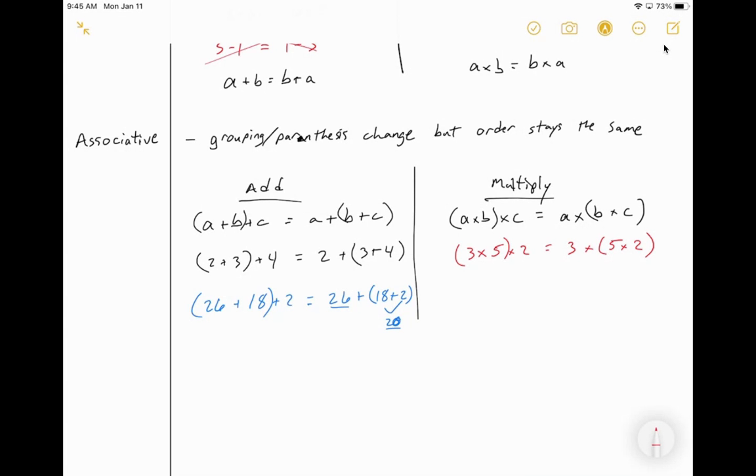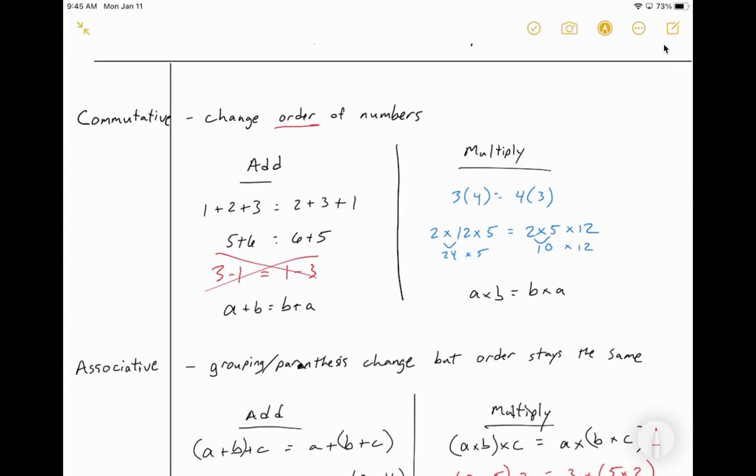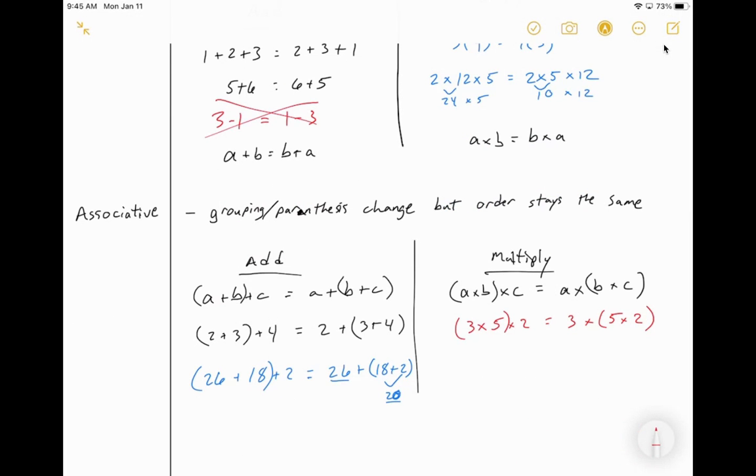So how are these two different, okay? Again, the key for these two properties is that in commutative, the order changes. You actually mix up the order. In the associative property, the order does not change, but the parentheses do. All right. So that's the key. Now, can you have parentheses and have the order change? Yeah. So that would still be commutative. If the order changes at all, it's the commutative property.